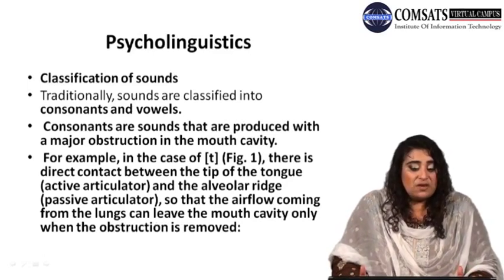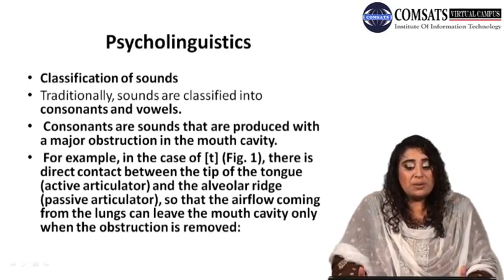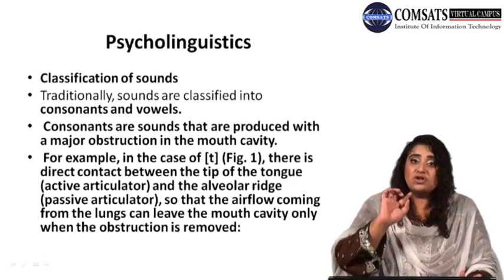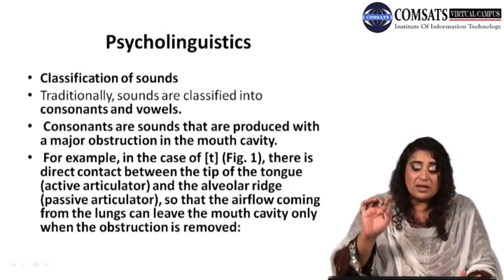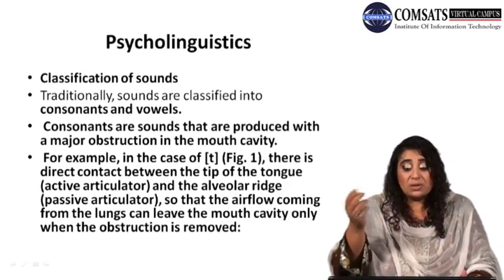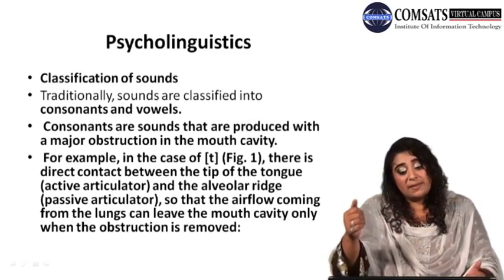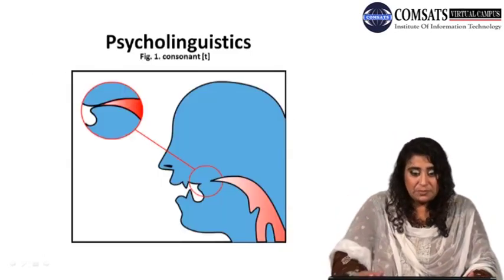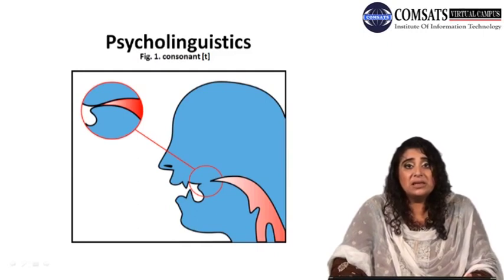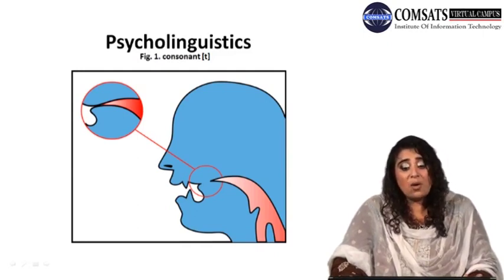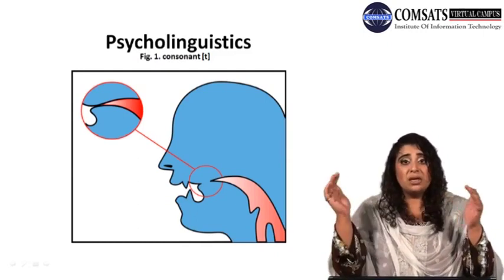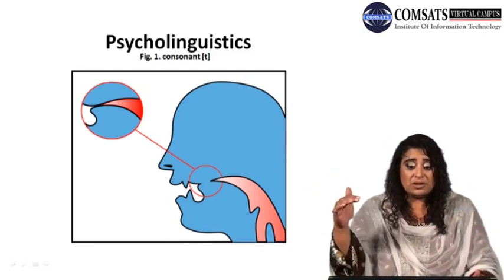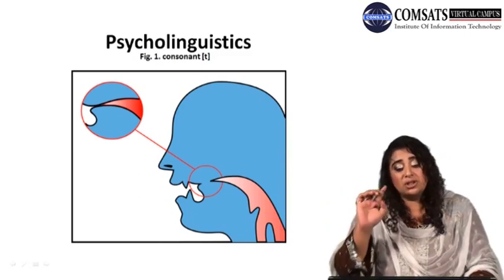For example, in the case of T, there is direct contact between the tip of the tongue, the active articulator, and the alveolar ridge, the passive articulator, because we touch the outer edge of the top of the ridge, which is called the alveolar ridge. So the airflow coming from the lungs can leave the mouth cavity only when the obstruction is removed. You can see in the diagram how the air pressure is coming in and how the tongue touches the palate.